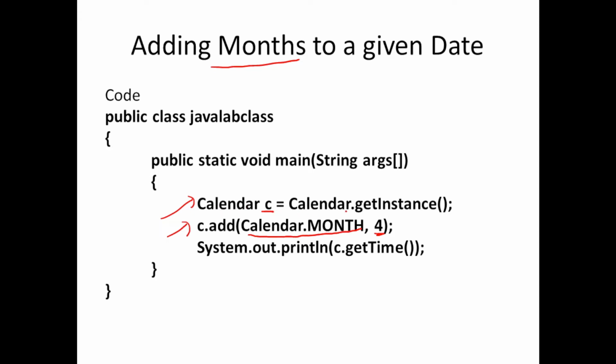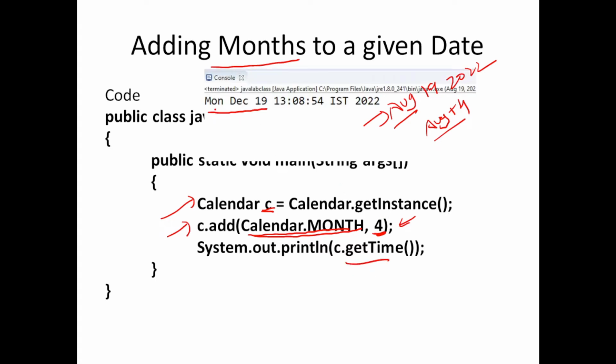So here calendar c is equal to calendar dot get instance, and when I perform c dot add calendar dot month, it's going to take the current date. If I say it's August 19th, 2022, that will be the current date that is taken up with this instance. And when I say calendar dot month, the month is August. So it's going to take the month of August and then add 4 months to it. That is the meaning. So when I print get time, you'll be able to see Monday, December 19th. So that is how you add months to an existing date.